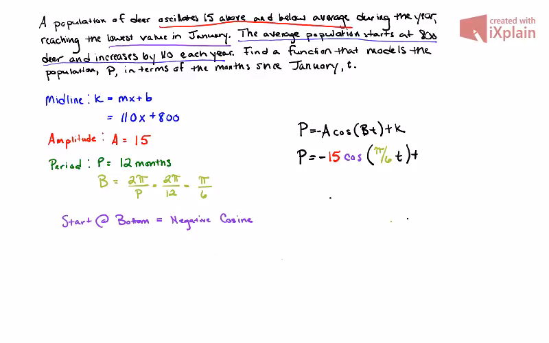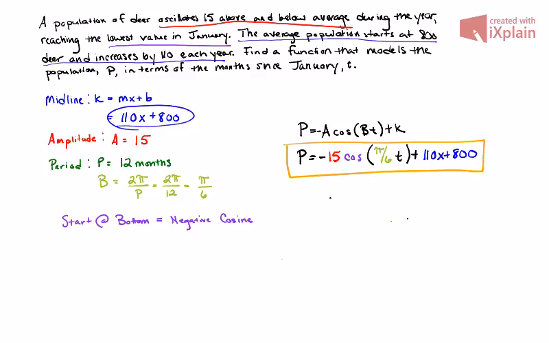t plus, and remember our midline now is no longer a horizontal line here, where usually in our past problems our midline has always been just a straight horizontal line. Because our line is changing during that year, and we're after January, we're continuing to increase. Even though we're oscillating, we are oscillating over an increasing line. So in this case, our midline will be 110x plus 800. And here is our final solution.